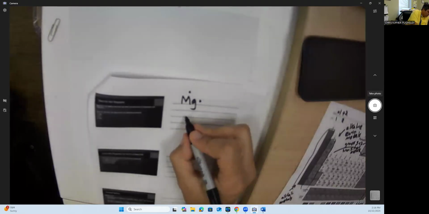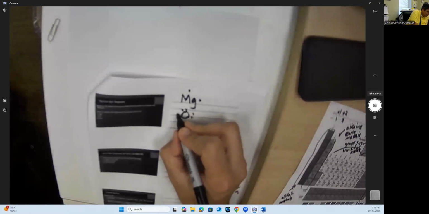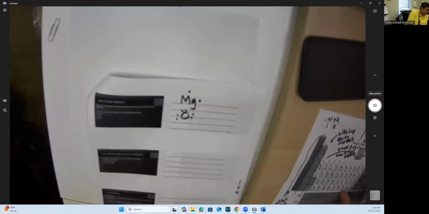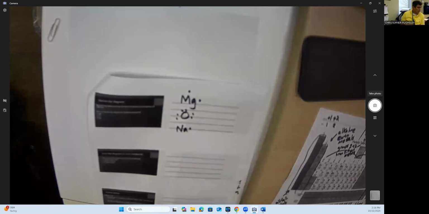Oxygen has 6 valence electrons. So I do O with 6 dots. Okay. Sodium is in group 1. It has 1 valence electron. Okay. And so those are the dot diagrams for each of these elements.